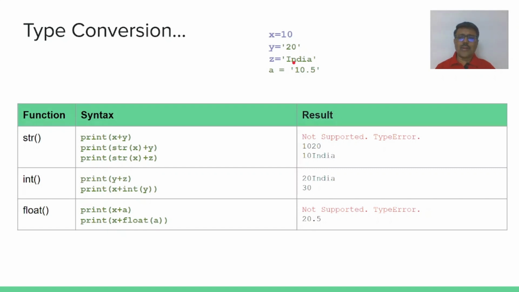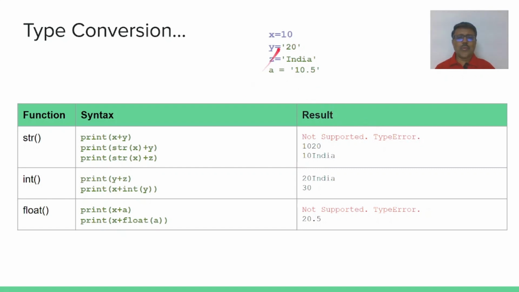Now here is the real-time example which is given here. If I want to add x plus y, will I be able to add? I cannot add. Why? Because these two are not of the same data type. One is a number data type and this one is a string. So you will get a type error here.